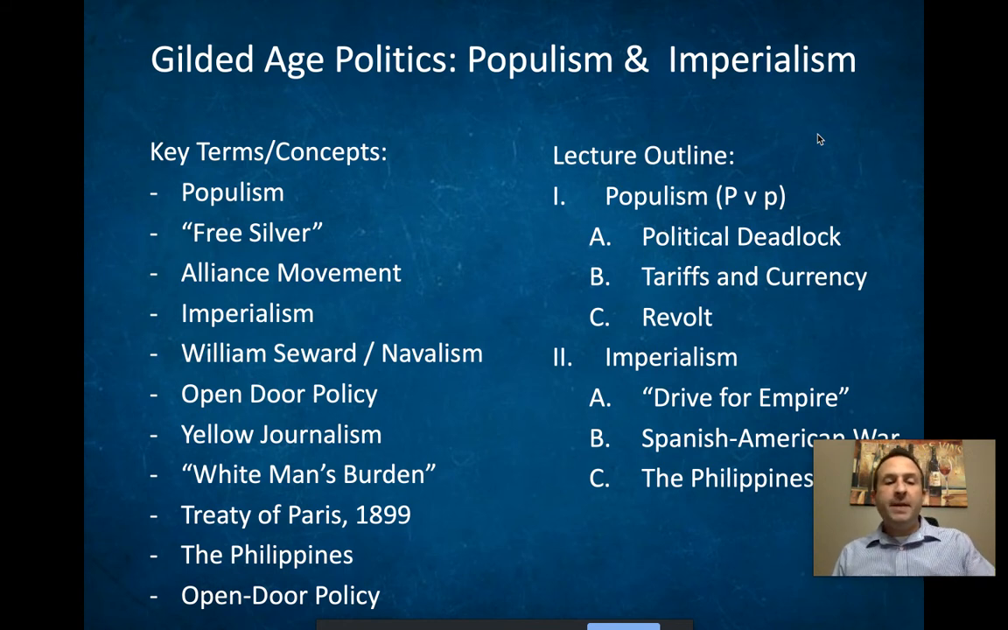More than 1 million Americans will volunteer to fight, and fewer than 500 will actually be killed or wounded in combat. In fact, more men will die of sickness and eating bad food than will actually die in battle. So hence the term splendid little war. Now you guys know me by now. I don't focus much on wars.